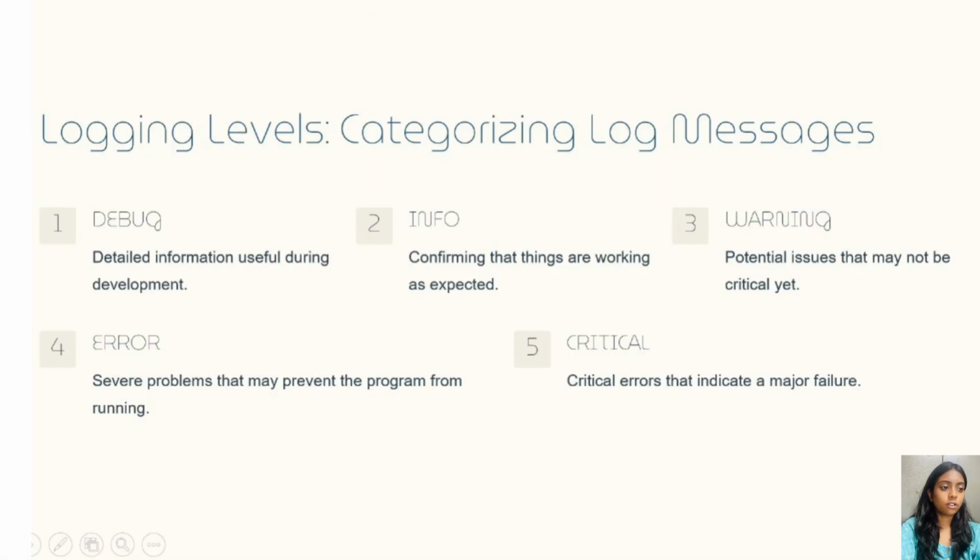Logging levels, categorizing log messages. These are of 5 types: debug, info, warning, error, and critical. First one, debug: detailed information useful during development. Info: confirming that things are working as expected. Warning: potential issues that may not be critical yet. Error: serious problems that may prevent the program from running. And the last one, critical: critical errors that indicate a major failure.